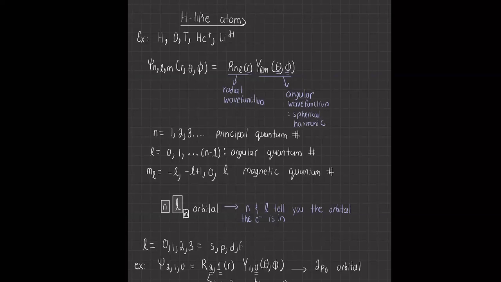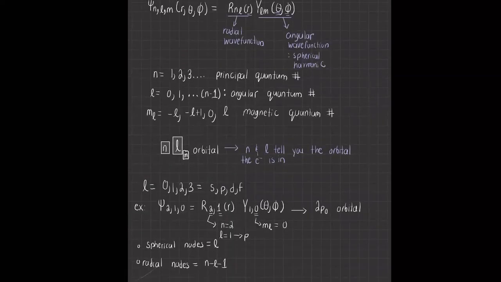So it depends on L, and L can't be over n-1. And this is why there can't be any 1p orbital, which makes sense. So then you guys know basically how you name these based on the orbitals.